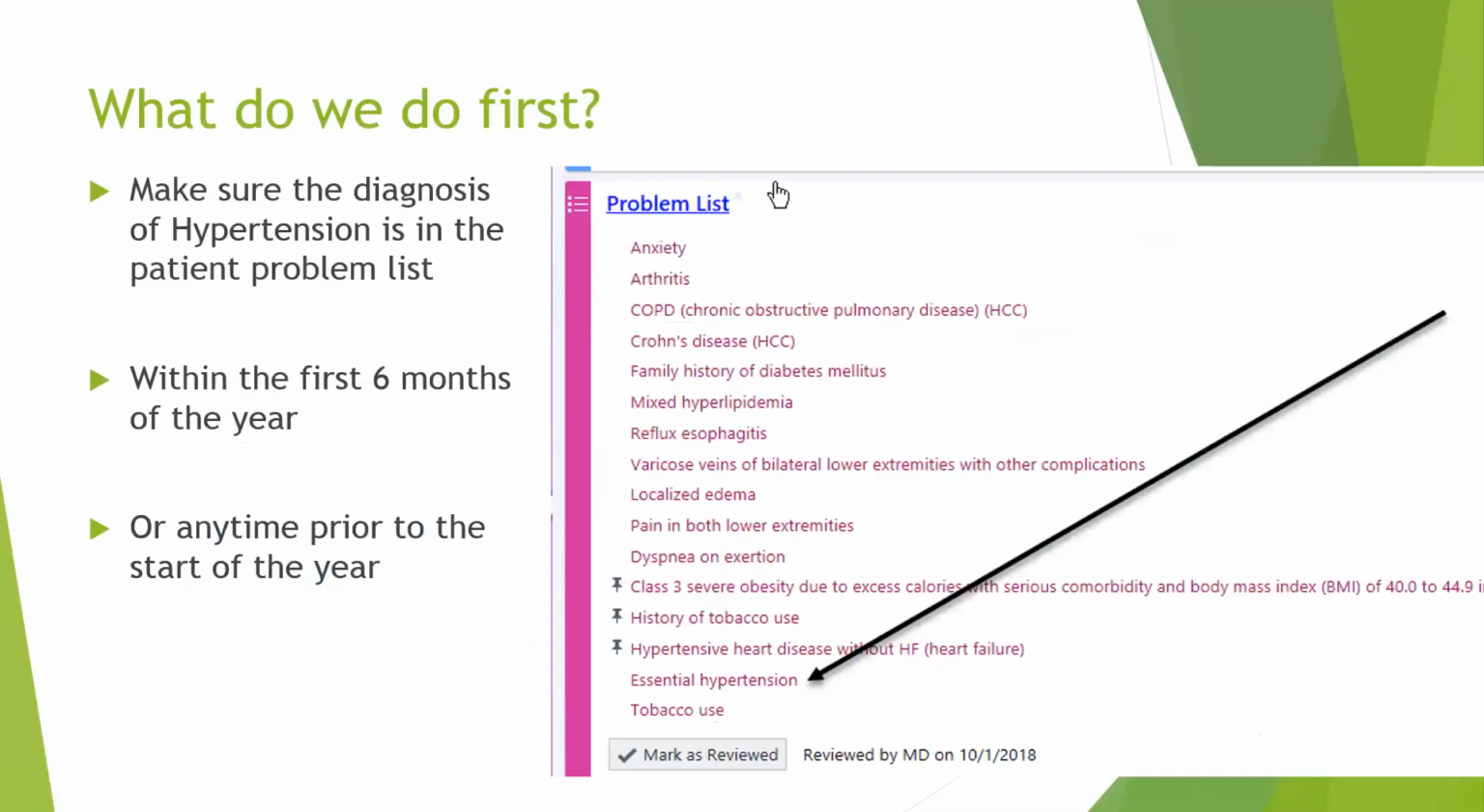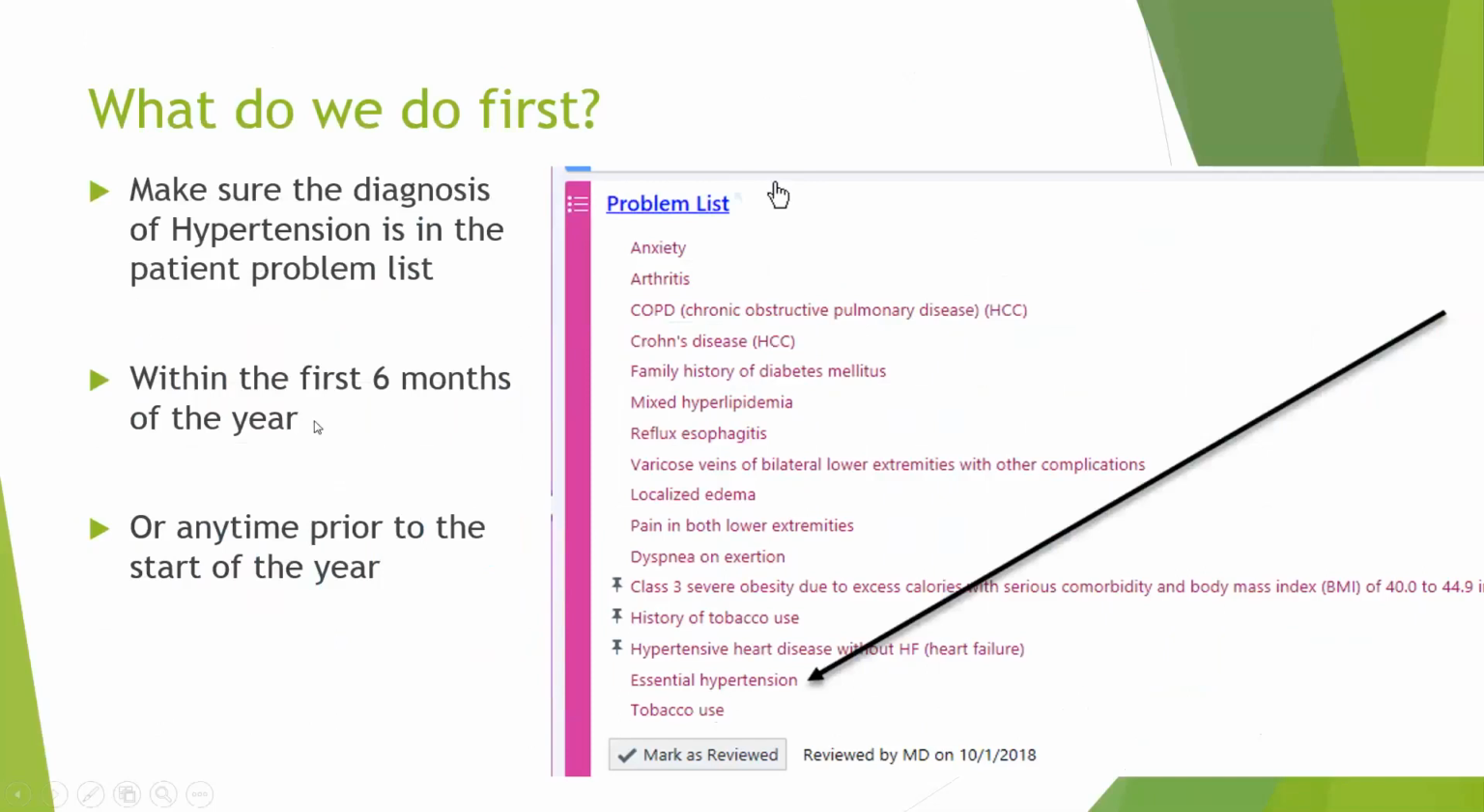Okay, so what do we need to do first? The first thing we need to do in this metric is we need to make sure we have that diagnosis of hypertension in the patient's problem list in Epic. So you can see on this screenshot, we actually do see the diagnosis of hypertension here, and we know that that's going to begin to count that patient in that metric.